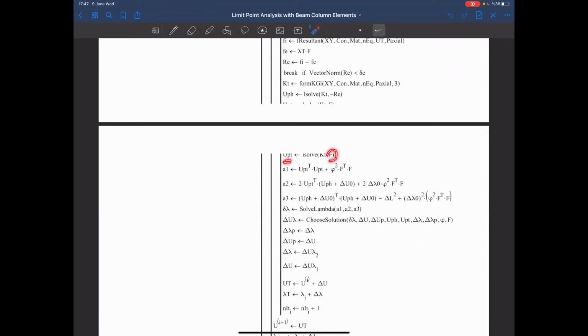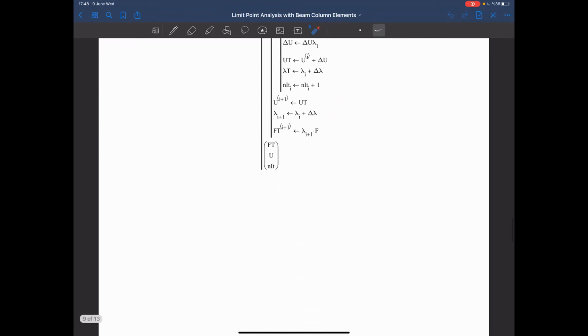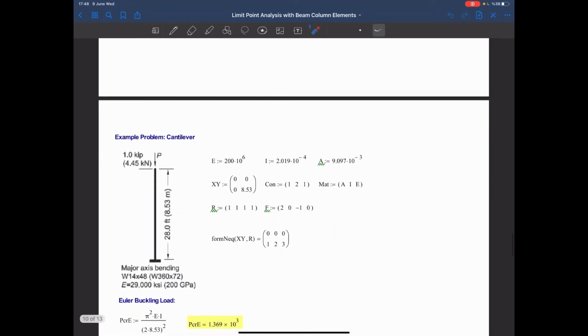We use the total force here and calculate A1, A2 and A3 coefficients. And as you see, instead of scalar multiplications, we have the vector multiplications here. And after those vector multiplications, I obtain these 3 scalar factors, and using that determine your incremental load factor, choose the correct solution here and update your quantities. Now let's work on an example problem. Again, the same problem.